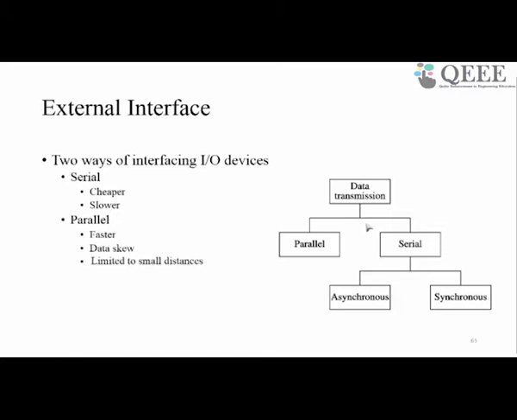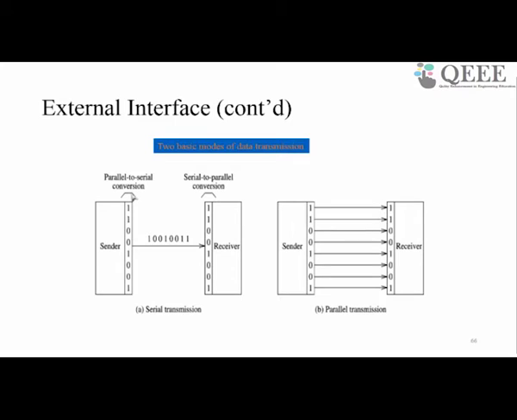Then the external device can be of two types. It can be a parallel device or a serial device. A parallel device is one which can transfer more than one bit at a time. On the other hand, a serial device can only transfer one bit at a time. Again, serial device transfers can be synchronous or asynchronous. So the parallel devices are faster, but they may have the data skew problem. They have to be limited over small distances. Serial devices are cheaper and slower.